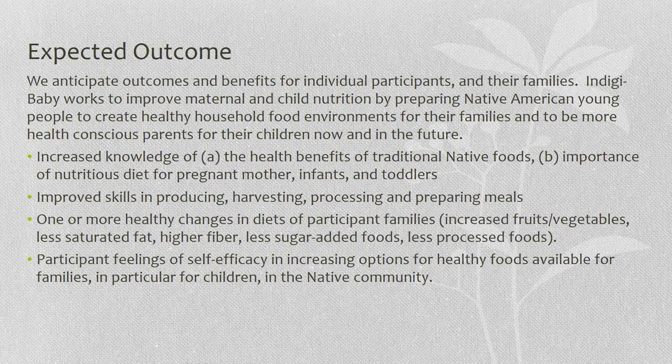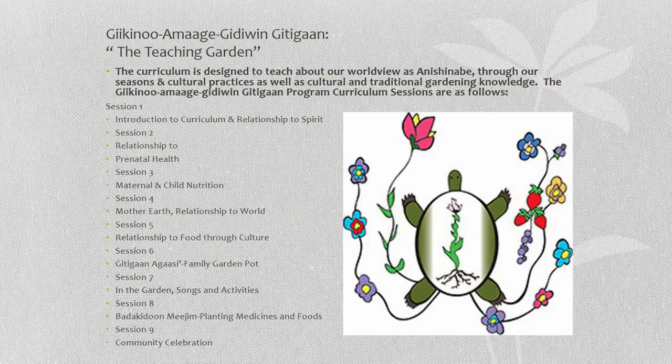So this is the teaching garden curriculum. In Ojibwe, this means the teaching garden. This curriculum is designed to teach about our worldviews as Anishinaabe through our seasons, our cultural practices, as well as our cultural and traditional gardening knowledge. And I cannot say this in Ojibwe as I've been learning too, but still haven't got there. So it's the teaching garden, Gitagan.